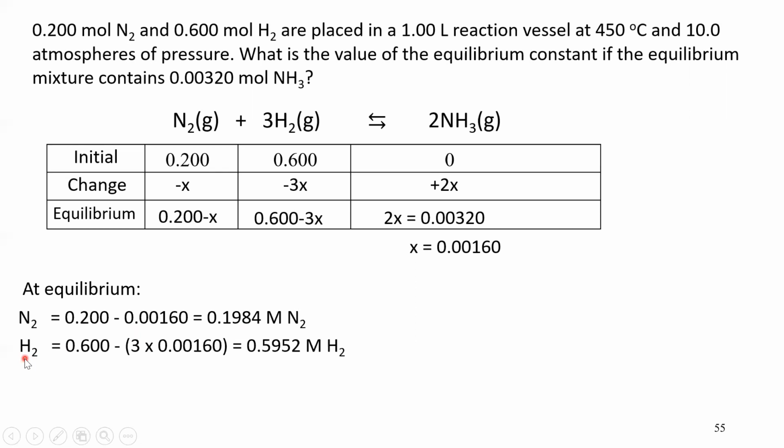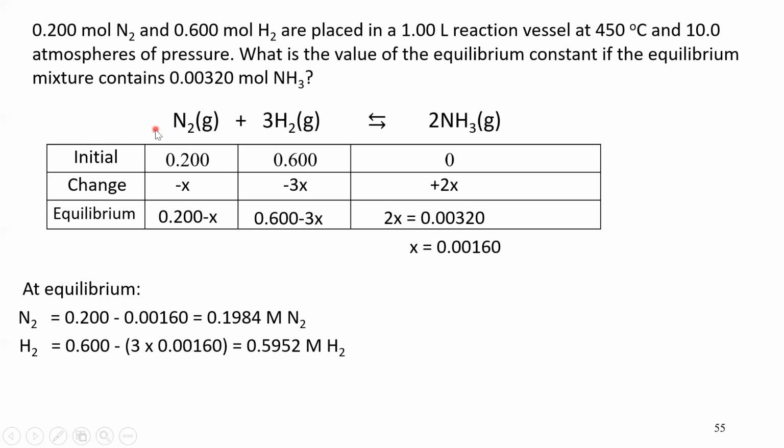For our hydrogen, we would take 0.600 minus 3 times X, where X is 0.00160. So at equilibrium, hydrogen is 0.5952 molar. So now we know the equilibrium concentration of nitrogen. We know the equilibrium concentration of hydrogen. We were given the equilibrium concentration of ammonia. We can calculate K.